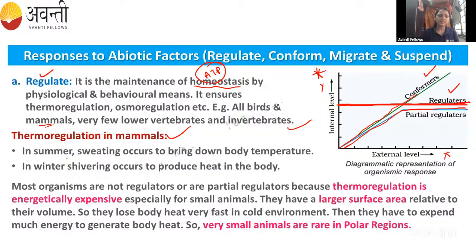Fine. So there is another thing, you know that a larger surface area relative to their larger volume. When you see the animals in the polar region, they have a very big size, right? Why do they have a big size? Because the heat that is produced will be maintained in the body only. And very small animals will be rare in the polar region because the heat loss will be more in smaller animals, right? So that's why they maintain the bigger size.